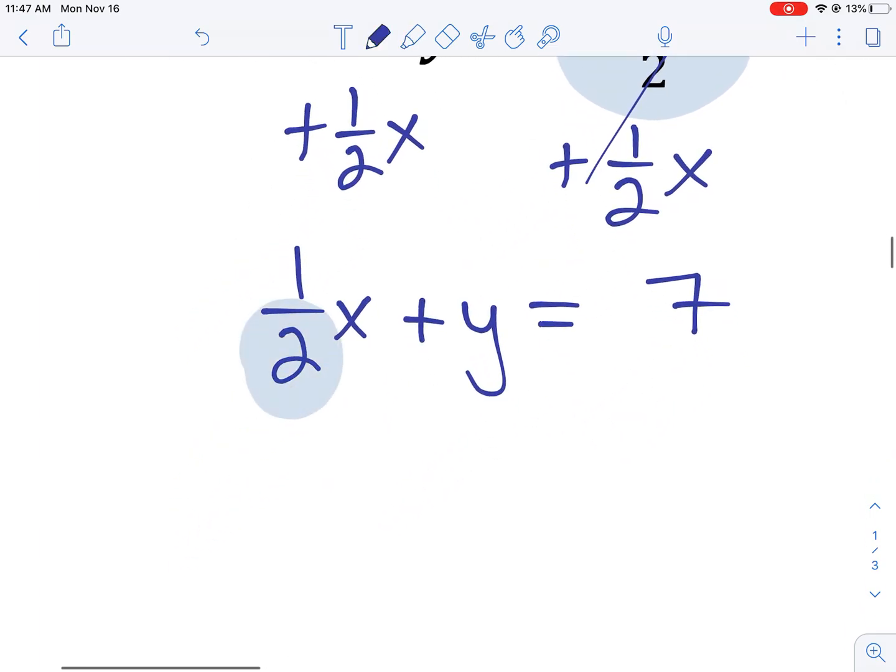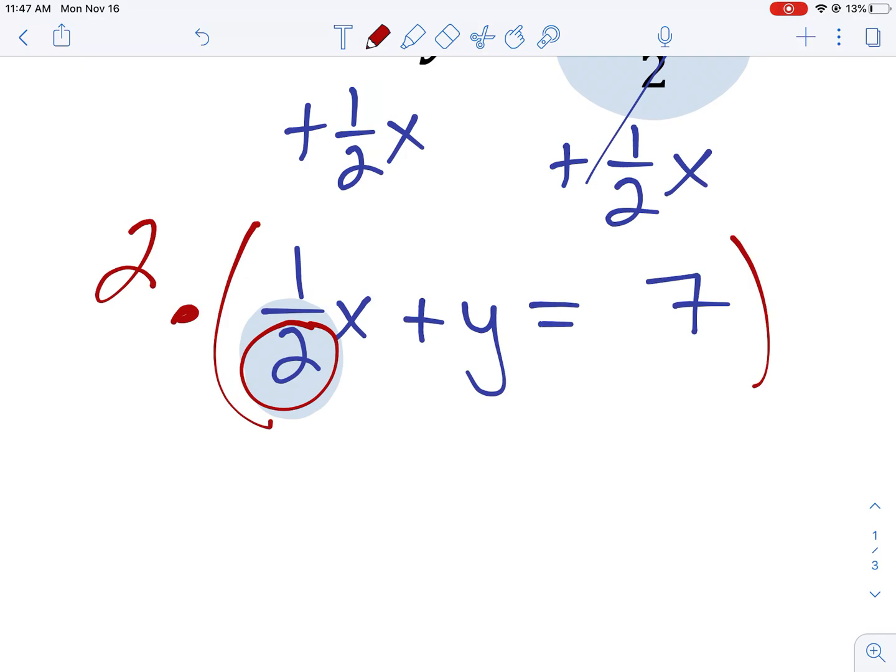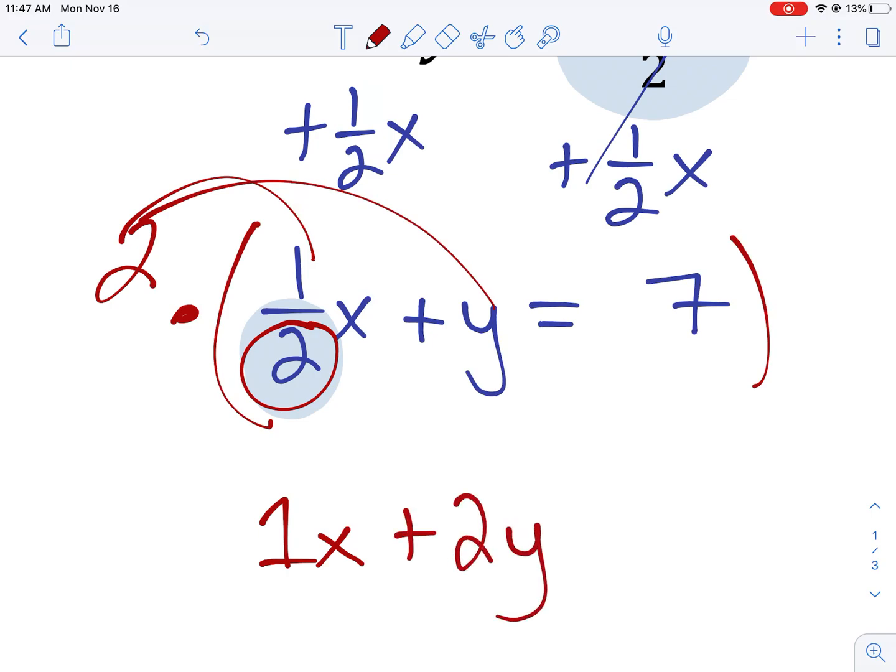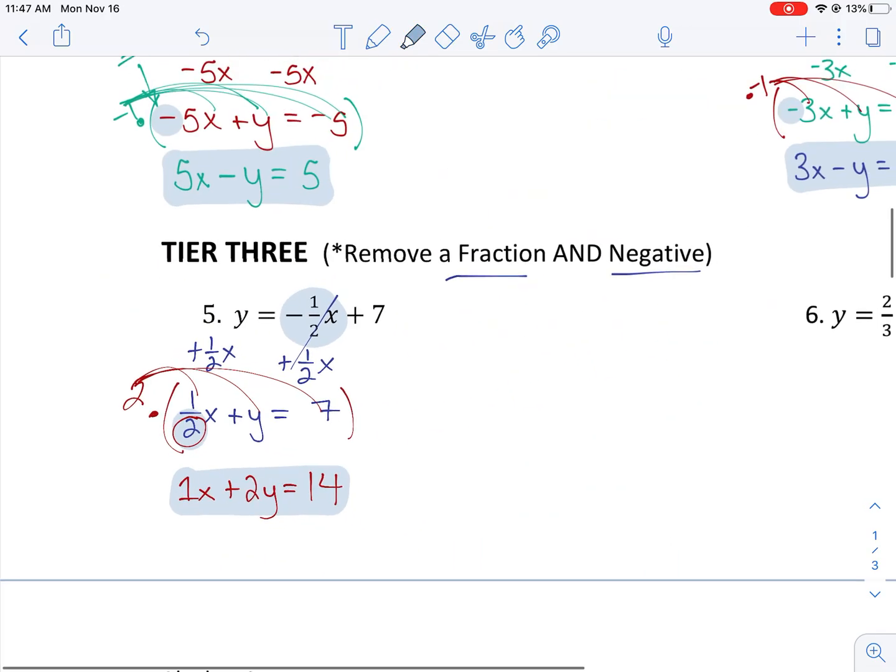Now we can't have the fraction, so you are going to multiply the whole equation by the number that's in the denominator. So 2. 2 times 1/2 is just 1x. 2 times y is 2y, and 2 times 7 is 14. And that's it.